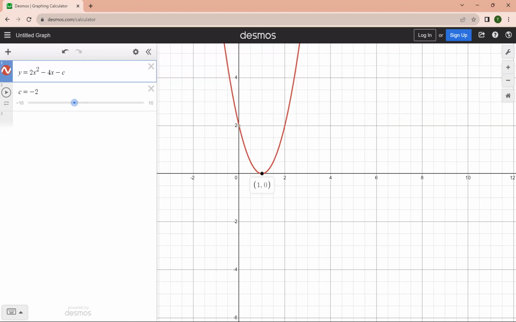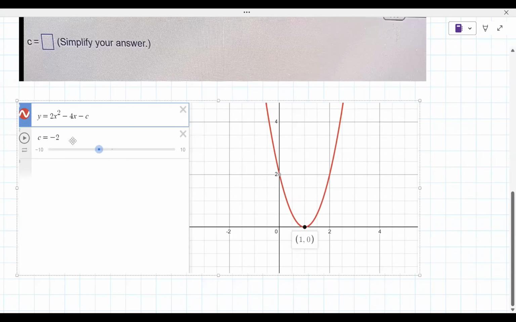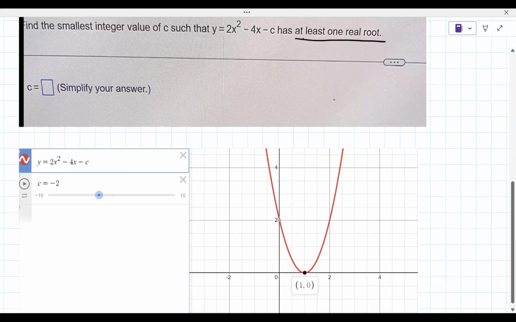All right, now let's go back and put some context in here. So when c is -2, it has 1 root, and it says at least 1 root. It's written kind of weird, but the answer is -2, but you could see that it would dip below and have no roots if going the other direction. Is there a way to solve that without a graph?